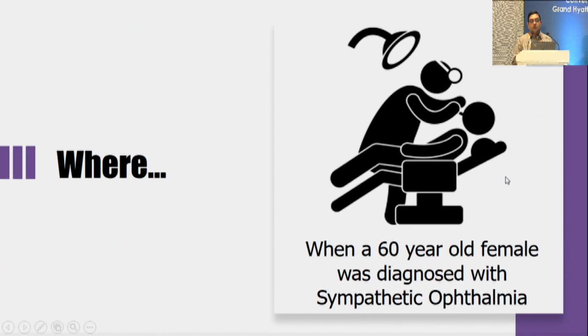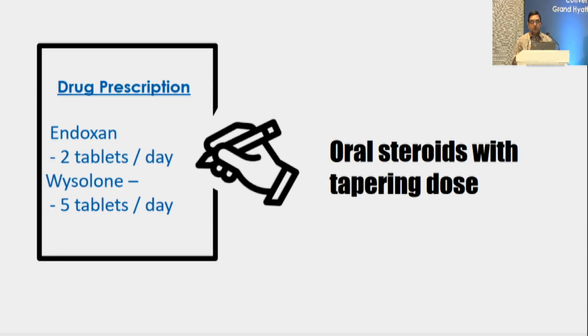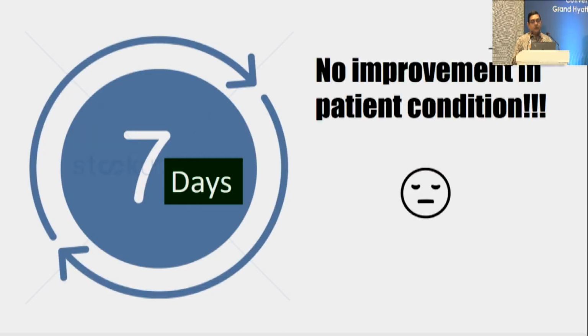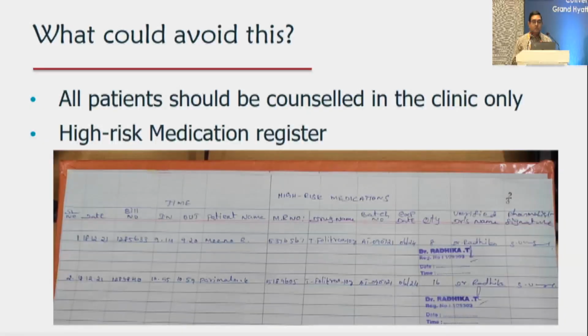Now here is another case where a 60-year-old female was diagnosed with sympathetic ophthalmia, and oral steroids were prescribed in tapering dose. She was asked to take Endoxan 2 tablets per day and Visalon 5 tablets per day. A week later, there was no improvement in the patient's condition. When the patient was queried, it was found that it was in the reverse: Endoxan was taken 5 tablets a day and Visalon only 2 tablets per day. So there was some error in communicating to the patient or in writing down the orders.